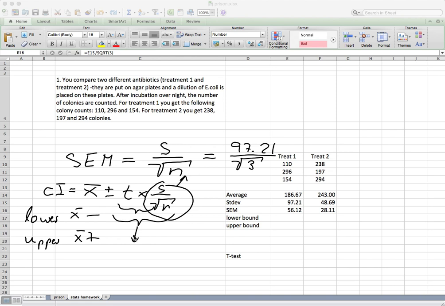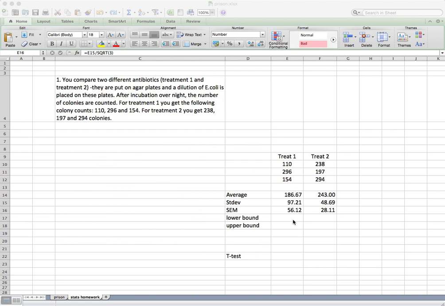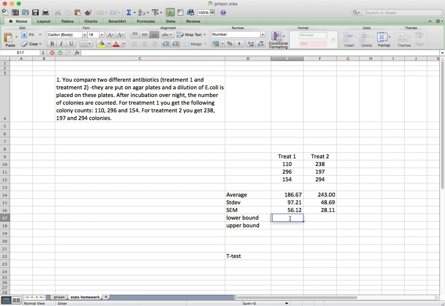So let's quickly do this calculation. For the lower bound, we said we take the average minus the t factor, which was given as 4.3, times the standard error. That would give us minus 54.66, and we can extend that to treatment 2, which would be 122.11.